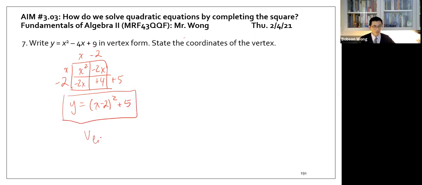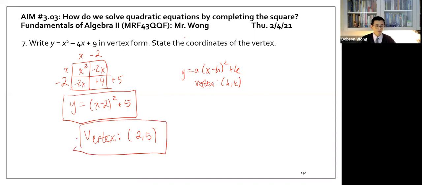And so the vertex we can actually read from the equation in vertex form. The vertex is going to be, remember, for y equals a times x minus h squared plus k, the vertex is h, k. And so that means that the vertex here is going to be 2, positive 5. So x minus h is the x coordinate of the vertex. We don't need to make it negative. And then plus k, well, that's plus 5. And so those are the coordinates of the vertex.